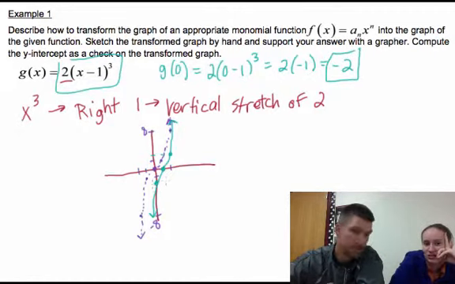Hey, we actually did go through -2. That was one of our points, which means we did the problem right. It looks good.